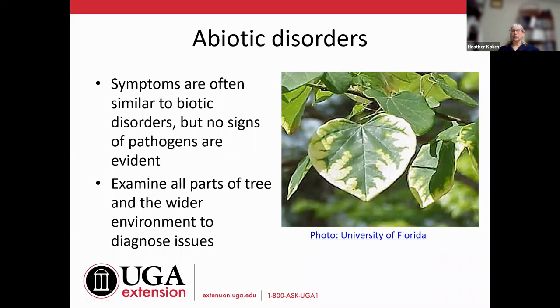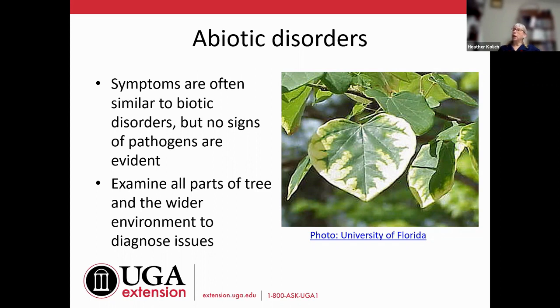It might be localized, like I said, on one side of the tree and not on the others. Or you might see similar damage on a wide variety of plants in the area. So you might see it on a redbud, you might see it on a tomato plant, you might see it on a holly, a wide variety of unrelated plants showing the same symptoms. That's usually a sign of herbicide damage.